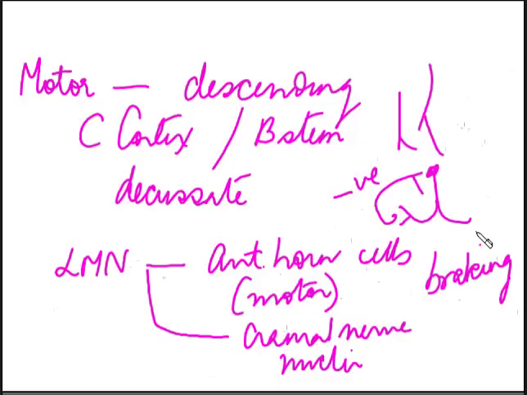So let's look now at these descending pathways and see what they are called. The main descending pathways that we are concerned with, the first is called the corticospinal tract.